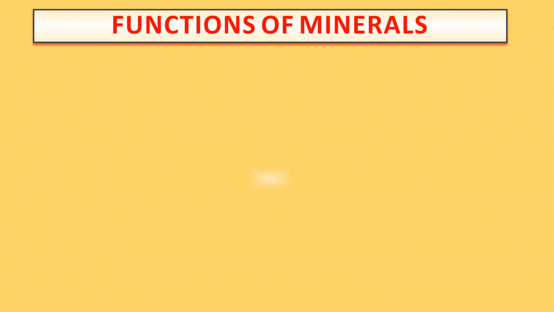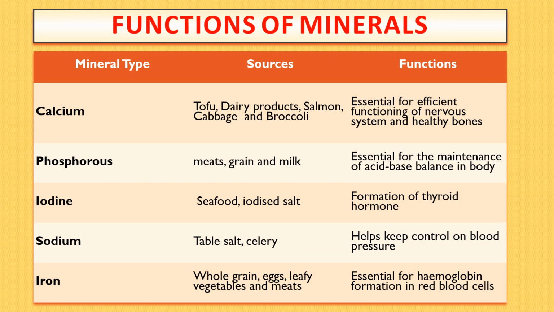What are the functions of minerals? Calcium is essential for the proper functioning of the nervous system and healthy bones. Good sources of calcium are dairy products like milk, tofu, salmon, cabbage, broccoli. Phosphorus is essential for the maintenance of acid base balance in our body, and meat, grains and milk are the source of phosphorus. Iodine is very essential for the formation of thyroid hormone and it is present in the iodized salt.